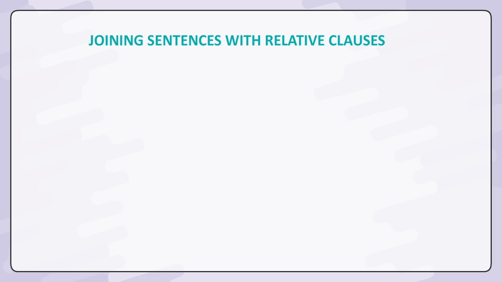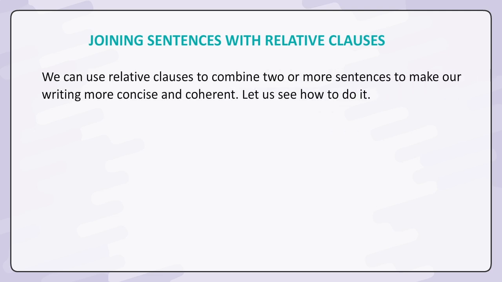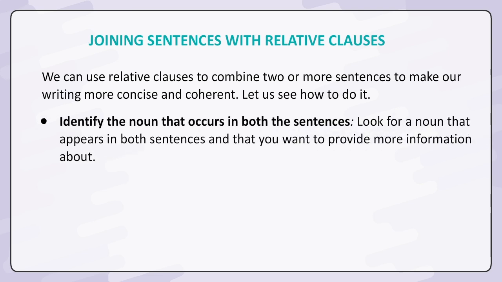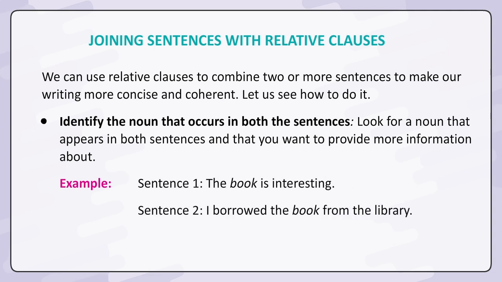Joining sentences with relative clauses. We can use relative clauses to combine two or more sentences to make our writing more concise and coherent. Let us see how to do it. Identify the noun that occurs in both the sentences. Look for a noun that appears in both sentences and that you want to provide more information about. Example: Sentence 1. The book is interesting. Sentence 2. I borrowed the book from the library. In this case, the common noun is the book.